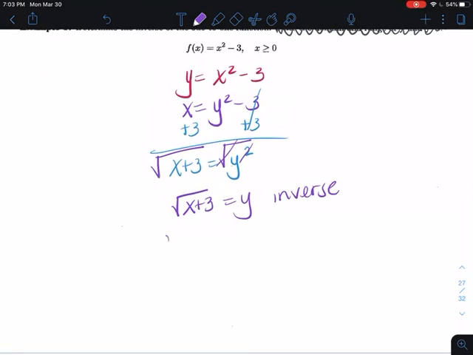And the way that you would see it in my math lab would be f of negative 1 of x equals the square root of x plus 3. This is what you will put into my math lab in this box.